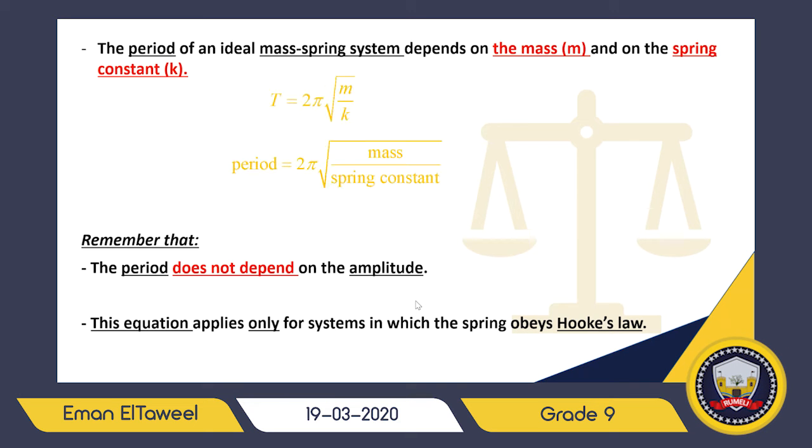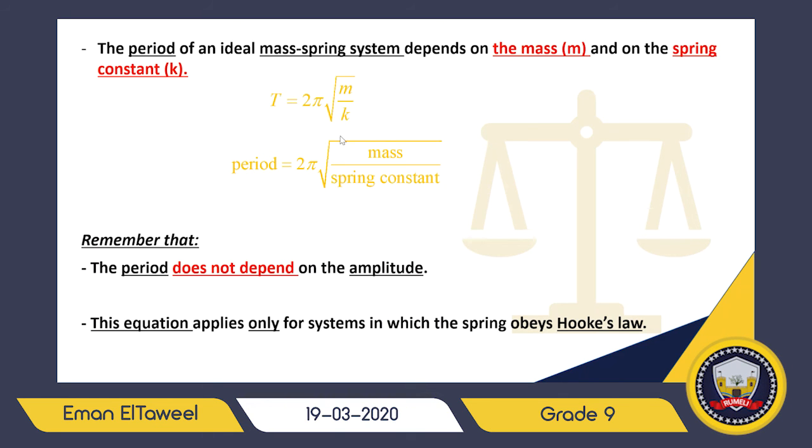What about the mass spring system? For the mass spring system, the period depends on the mass and the spring constant, k. If you remember, we studied Hooke's law before in section 1. This equation applies only for systems which obey Hooke's law, because we are going to talk about the spring constant, k. If you remember, the elastic force equals negative kx. Hooke's law said that. So T, the period, equals 2 pi square root m over k.